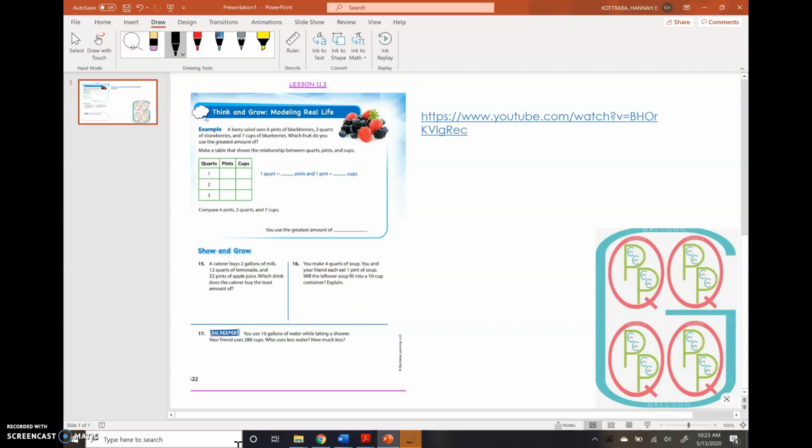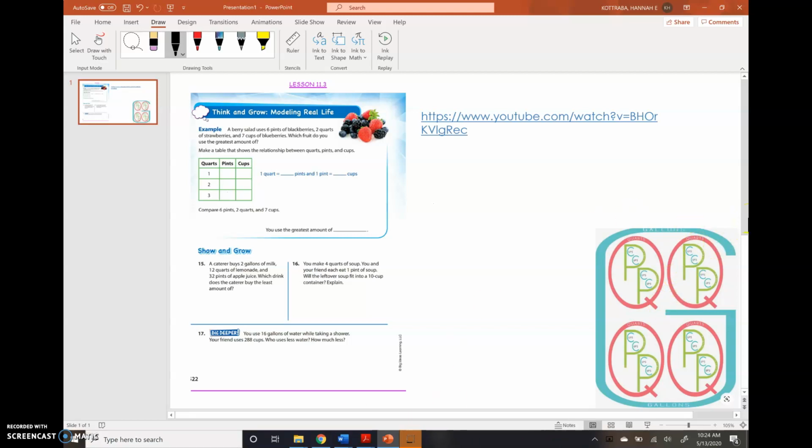For the example, you're making a fruit salad, and it says a berry salad uses 6 pints of blackberries, 2 quarts of strawberries, 7 cups of blueberries. Which fruit do you use the greatest amount of? Well, they encourage you to make a table that shows the relationship between quarts, pints, and cups. Before we get into doing that, one thing I want to share with you is this little picture over here in the right hand corner.